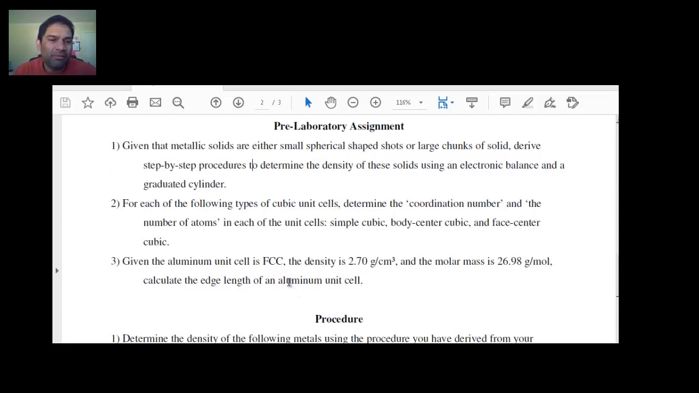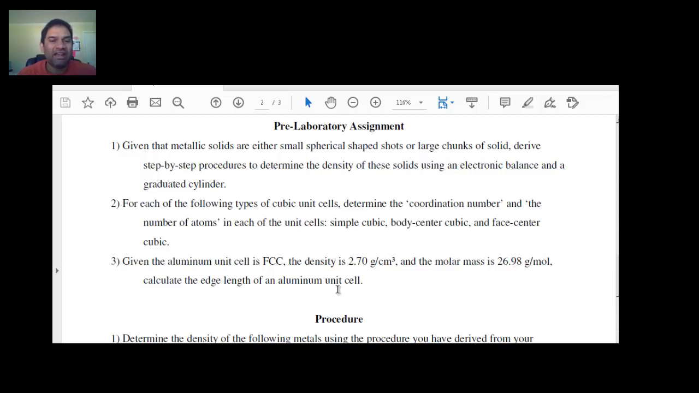This third one is going to be interesting. Given the aluminum unit cell as face-centered cubic, the density is 2.70 grams per centimeter cubed, and this is its molecular weight based on the periodic table. So the edge length. Remember, the edge length is measured as a. How will we calculate the edge length?